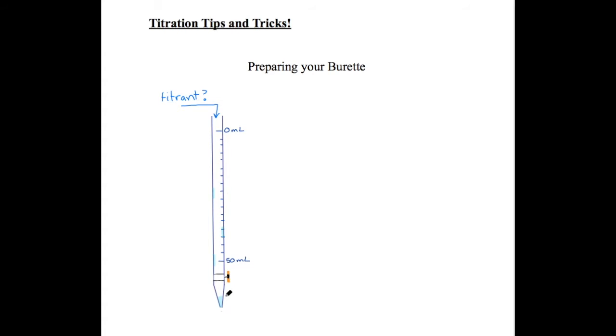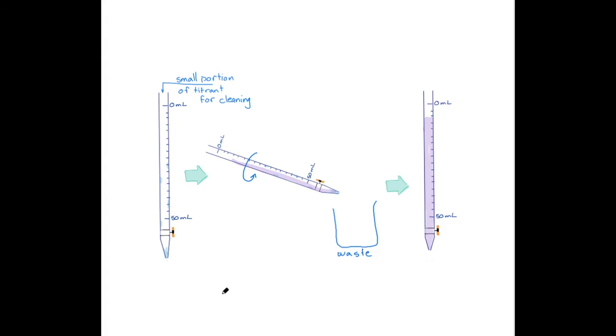So let's see if we can solve this problem. What we do when we're faced with a situation where we don't have a dry burette, there's already a little bit of solvent in the burette, is we can rinse the burette with the solution that we're going to be using. So you can take a small portion of your titrant and add it into the burette, and then just take that burette and roll it around so that the titrant contacts all the surface of the burette.